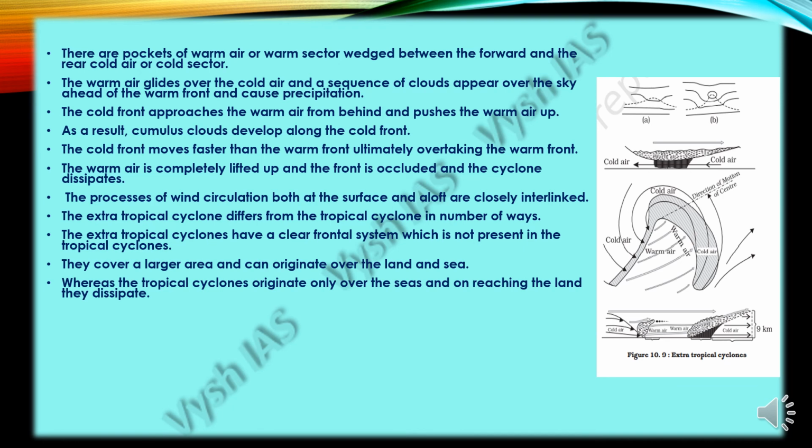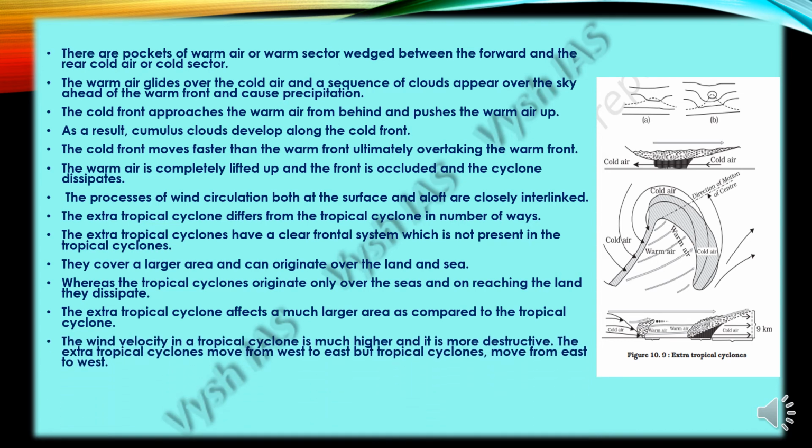As I said, by the time tropical cyclones reach the land, they will dissipate. The extratropical cyclone will affect a much larger area as compared to the tropical cyclone, and the wind velocity in a tropical cyclone will be much higher and very destructive. The extratropical cyclones move from west to east, but the tropical cyclones move from east to west.